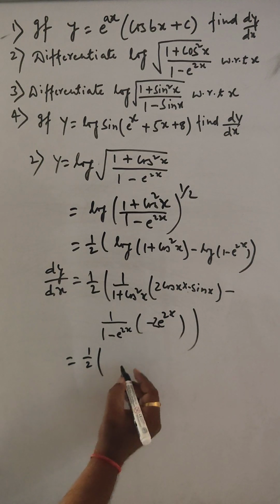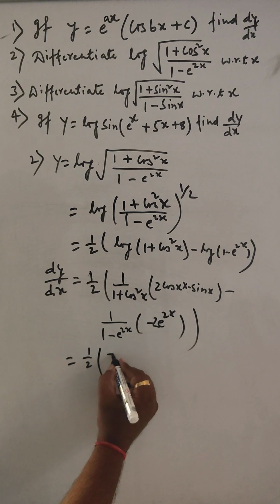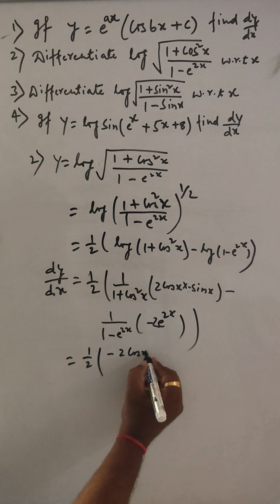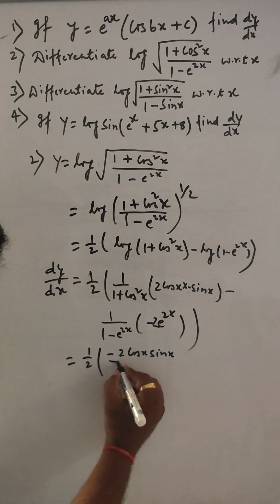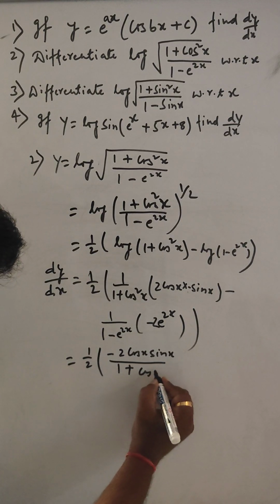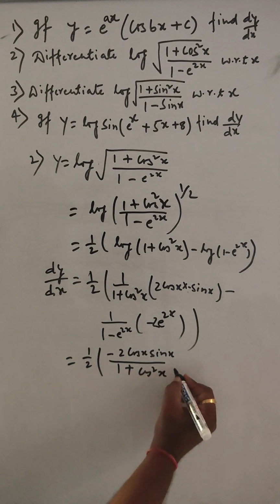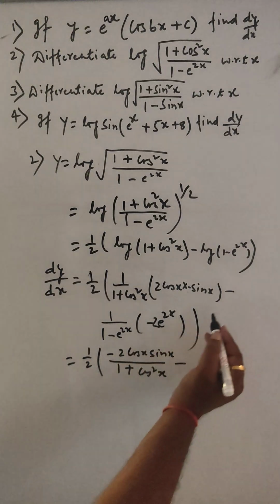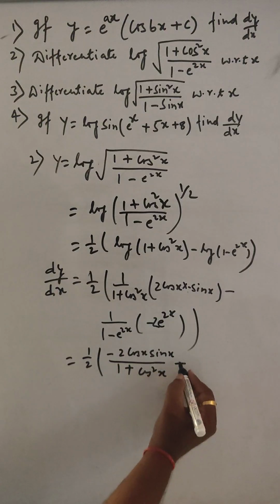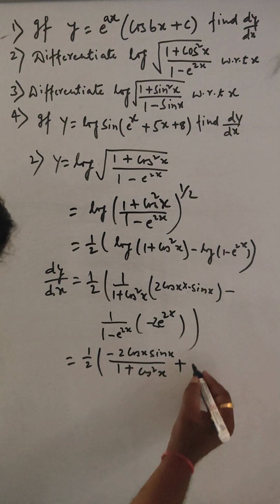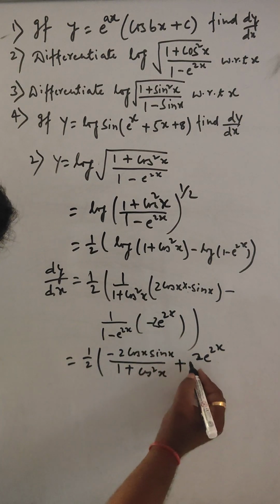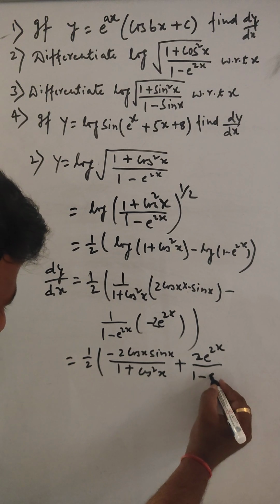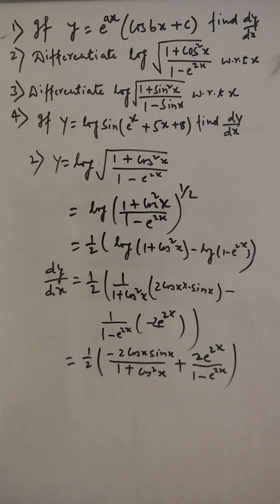1/2. Here there will be minus 2 cos x sin x. Correct. Here 1 plus cos square x. Here minus, yeah, this is the minus and this minus, this will become plus actually. Correct. Now e to the power 2, e to the power 2x. Correct. And here 1 minus e to the power 2x. Correct. So this is what you got, right?